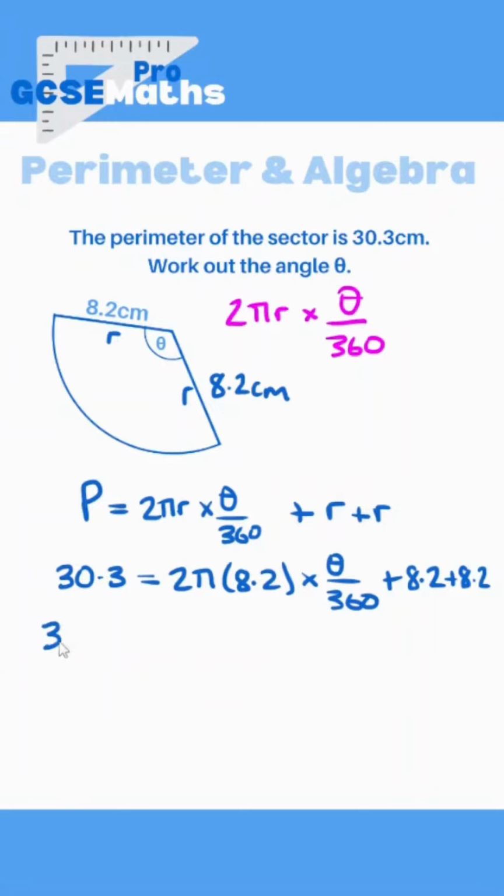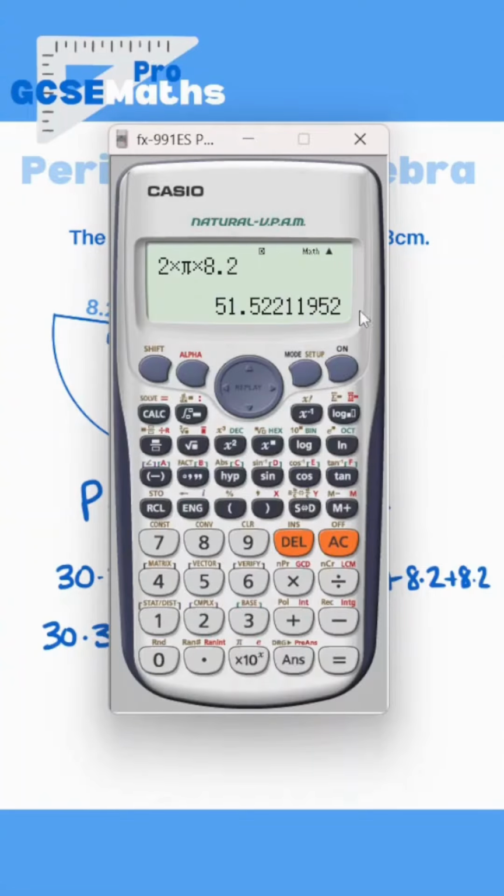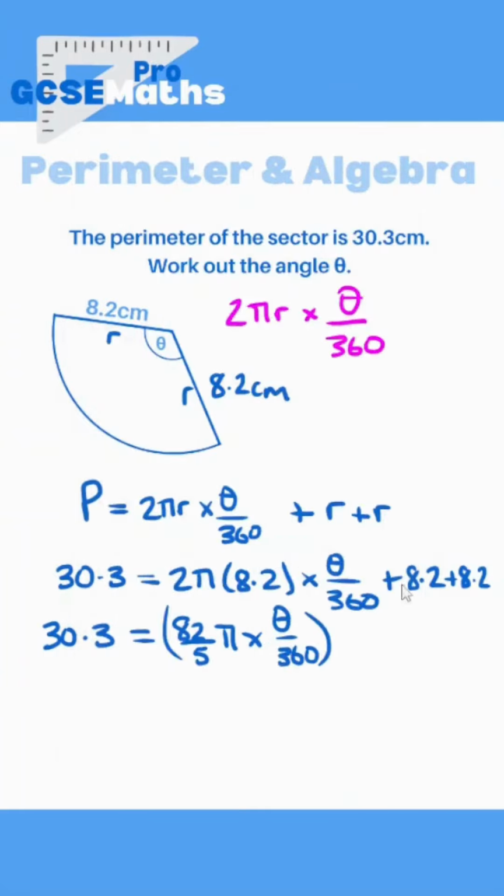So let's leave this side as 30.3 and let's work out 2 pi times 8.2. Now I wouldn't write the decimal because first of all that's not all of the decimals, but also I don't want to round it too soon. I would write it as this fraction here, 82 over 5 pi, and then we can add together 8.2 and the other 8.2, which is 16.4. So we want to get theta on its own. I would probably subtract 16.4 first from 30.3, which gives me 13.9.